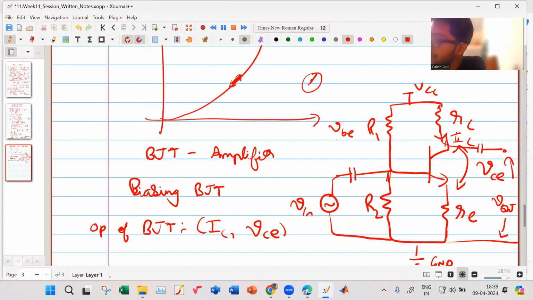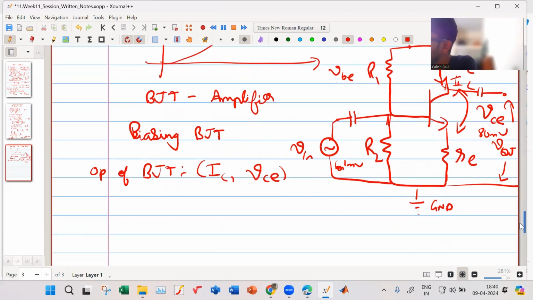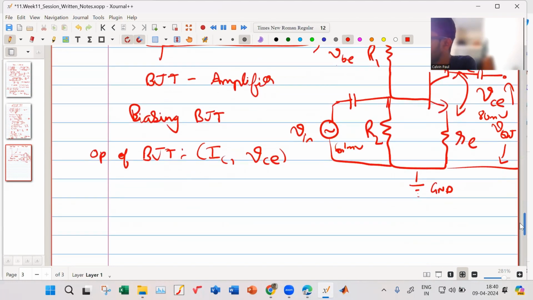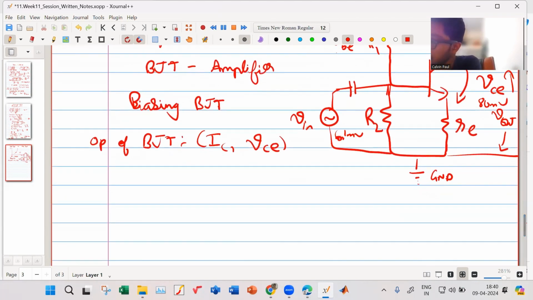So now your input signal will be of a small magnitude, like say 1 millivolt. Your output signal, depending on the gain, will be around, let us say, 80 millivolt or something like that. So what do you want? Suppose your input signal is a sine.